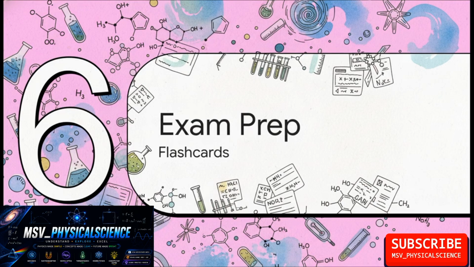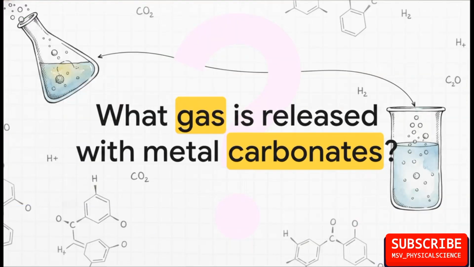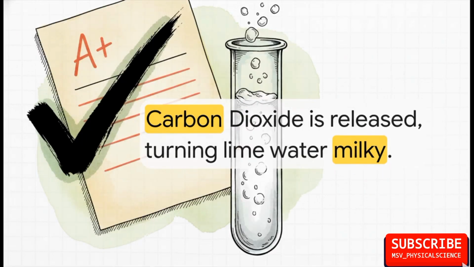Let's bring it home with Section 6, exam prep and flashcards. Let's do a quick knowledge check. Think back to our reactions lab earlier in this explainer. Test yourself right now. Can you identify the specific gas that's released when an acid meets a metal carbonate, and how do we visually prove it? If you said carbon dioxide is the gas, and turning lime water milky is the visual test, you are spot on and 100% ready for that exam question.